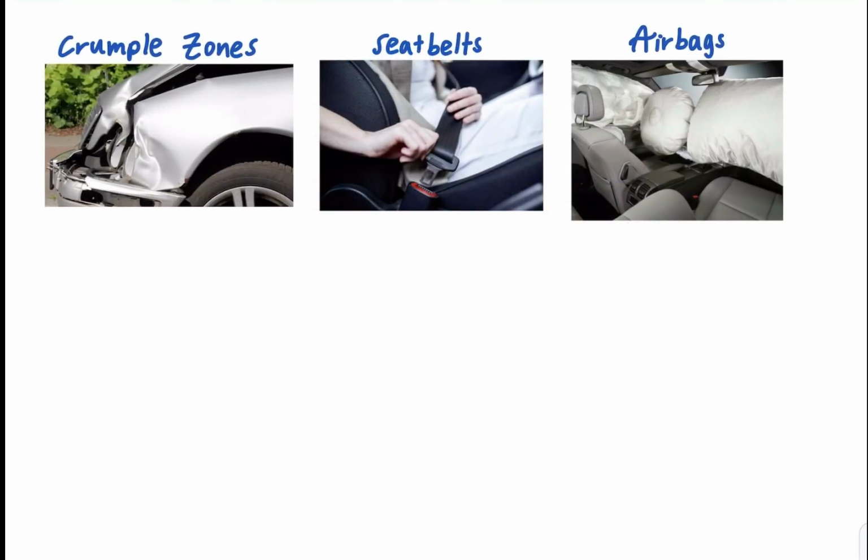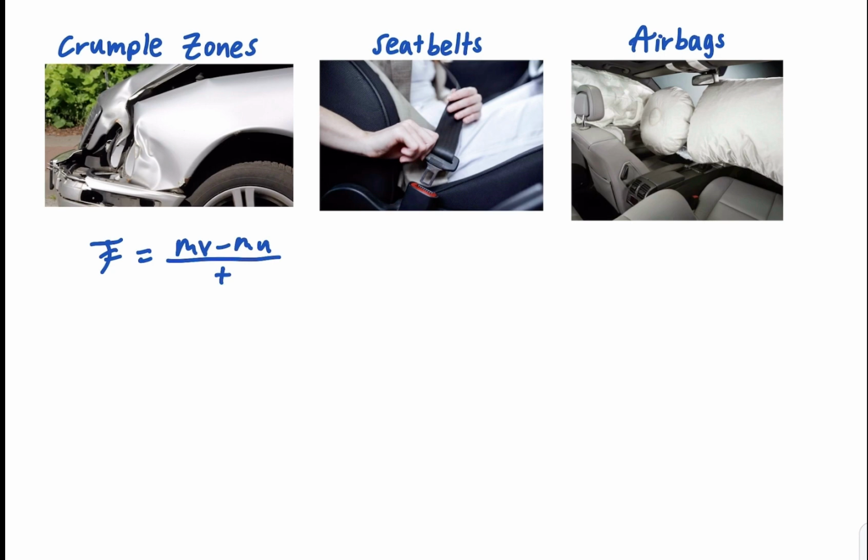So the safety features that are implemented in cars to prevent injuries in car accidents, such as crumple zones, seatbelts, and airbags, all perform the same thing. The way that these features prevent fatal injuries has to do with the force equals change in momentum over time equation. So in a car crash, we know that the final momentum of the car would be 0, as the car decelerates to 0 velocity in an instant.